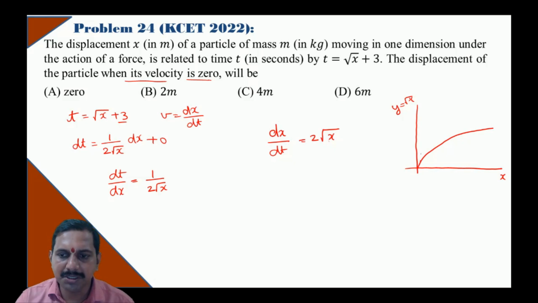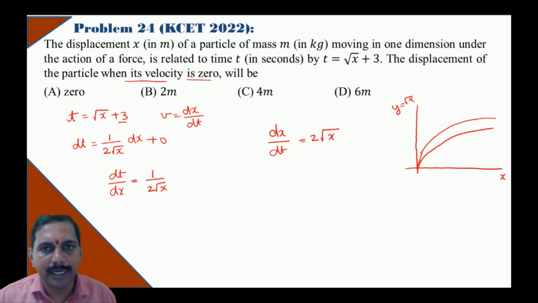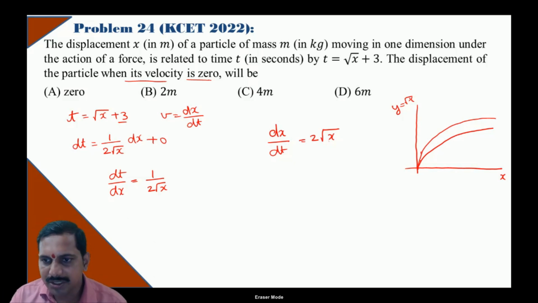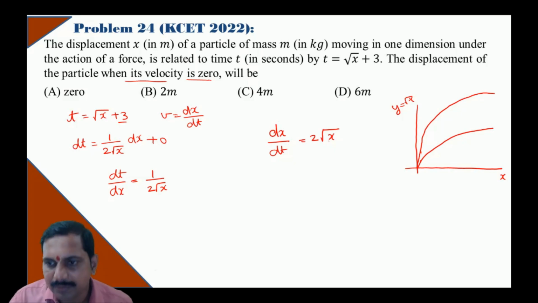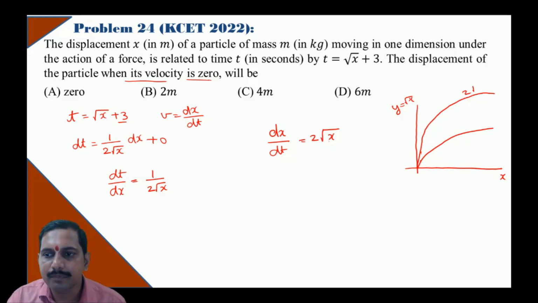Okay, 2 root x means double this, so it will be something like this. Okay, same root but it will be double that thing. Okay, so the distance between, I'm sorry here, this distance and that distance will increase. So here, this will be x. Okay, this will be 2 root x.